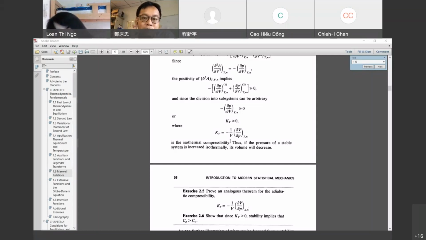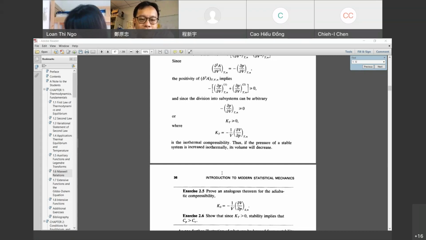You should not be confused. It wants you to prove an analogous theorem. David Chandler just showed you a theorem, and he wants you to prove a different theorem for an adiabatic condition. So you just need to repeat the derivation using a different thermodynamic function. You want to find a thermodynamic function that has entropy as its natural variable, so you can show an analogous equation.